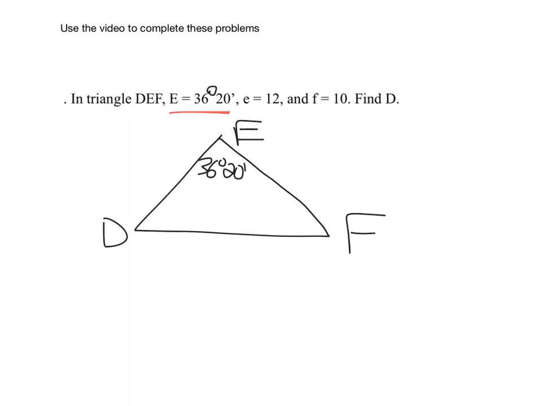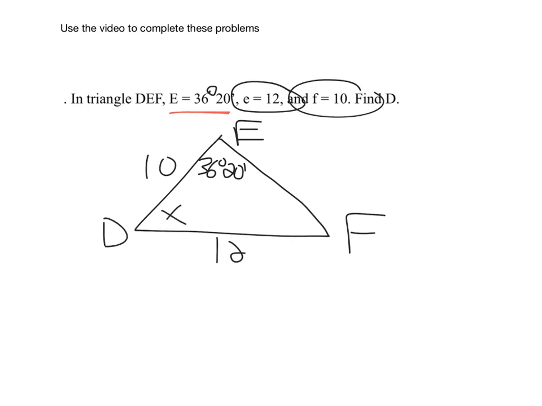inside by angle E. Side E is 12, so we're going to go to the side opposite angle E and label that as 12. And side F, the side opposite angle F, that's going to be 10. And we have to find angle D.